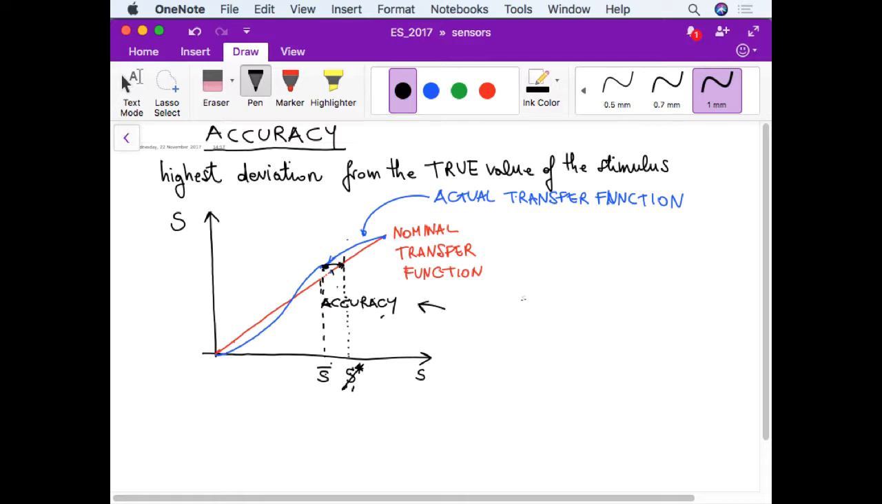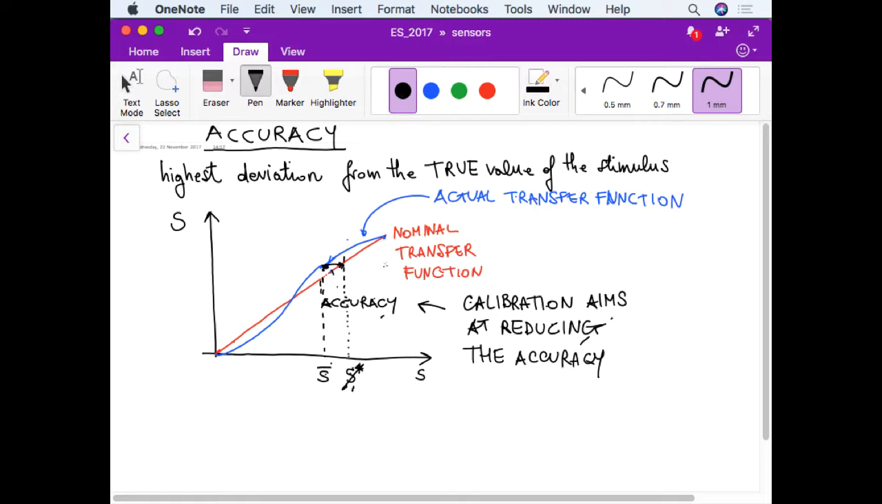The whole point of calibration, as you have seen, is to reduce the accuracy. Okay, so calibration aims at reducing the accuracy. So smaller accuracy means smaller deviation from the true value.